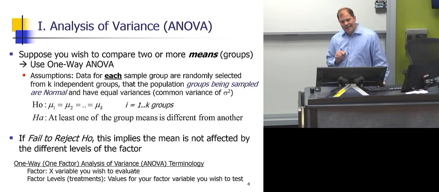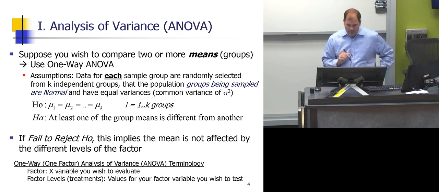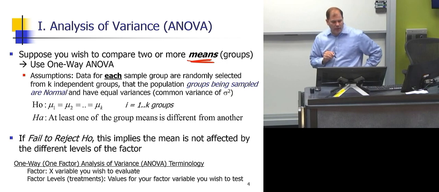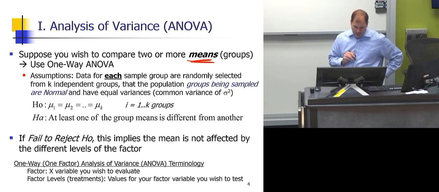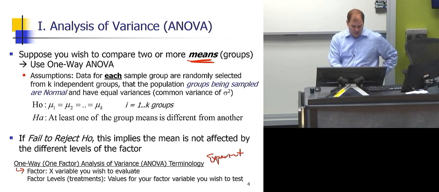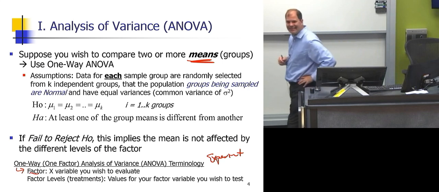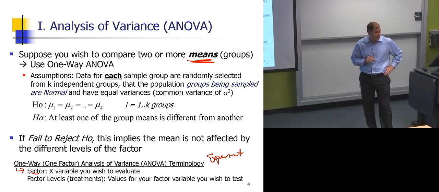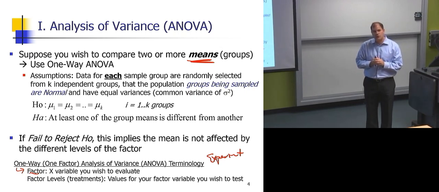All right. If you want to compare two or more means, we're going to use one-way or single-factor ANOVA. A couple things about terminology. In ANOVA or in experimentation, whenever we talk about experiments and analysis, we use the term factor to represent the X variable of interest, and then we use the word factor level, the value of X. Factor levels are also called treatments.